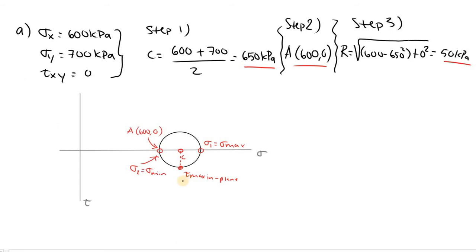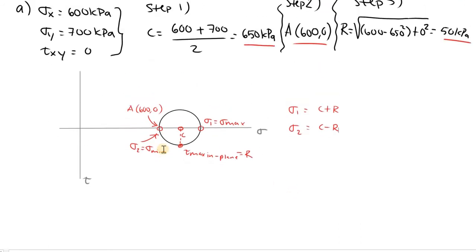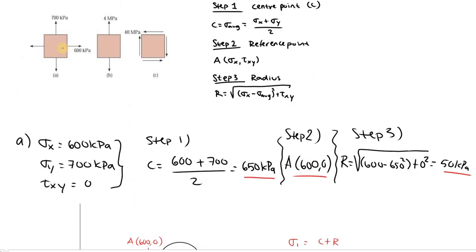What we'll find is that our maximum in-plane shear stress is the same as our radius. Our principal stresses are simply our center point plus the radius for our maximum, and the center point minus the radius for our minimum. But we don't have to calculate these ones, we simply have to display where they are.